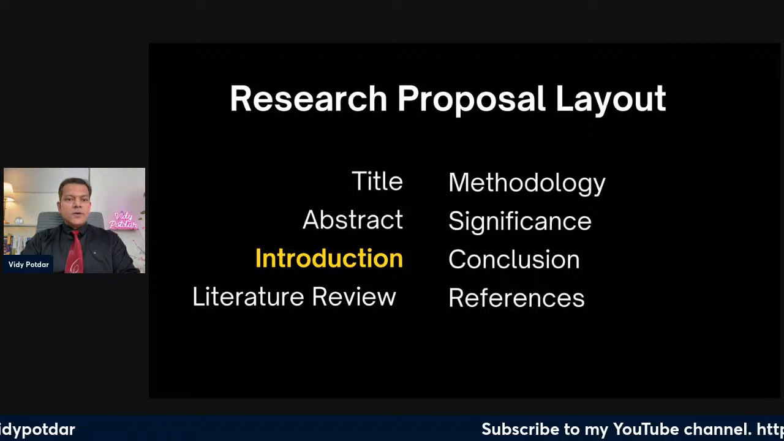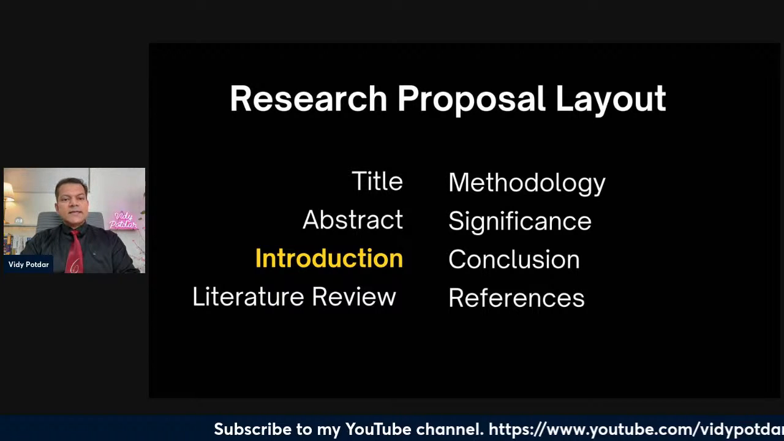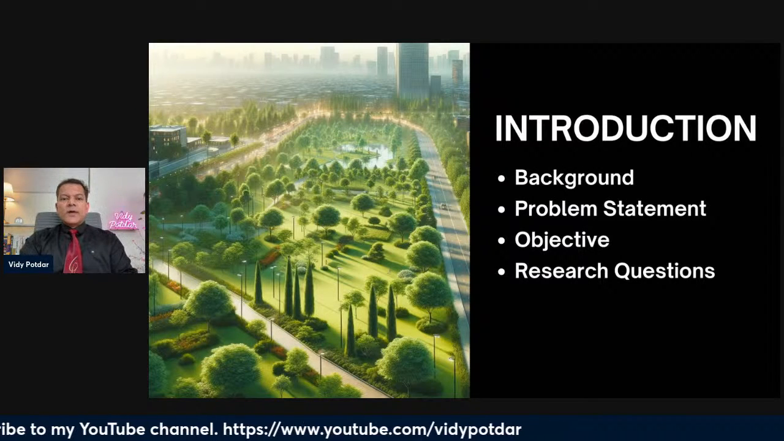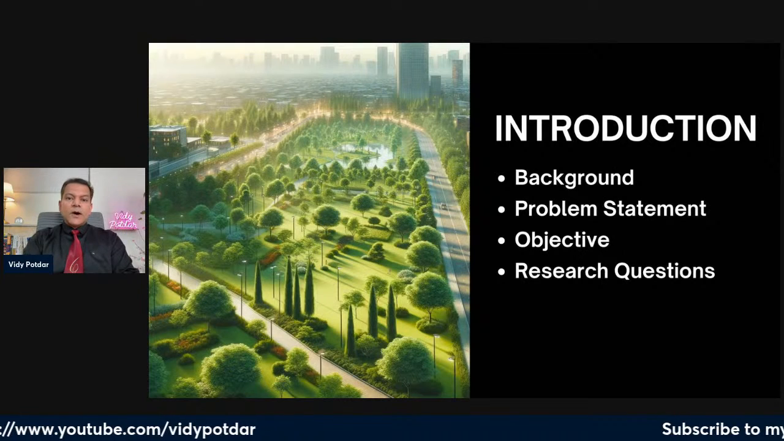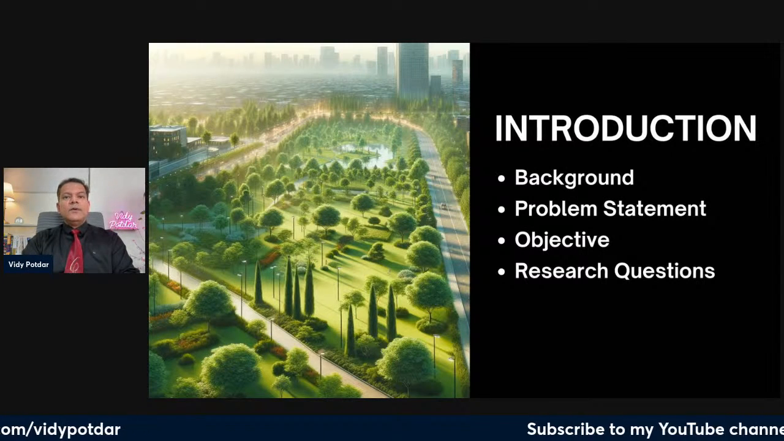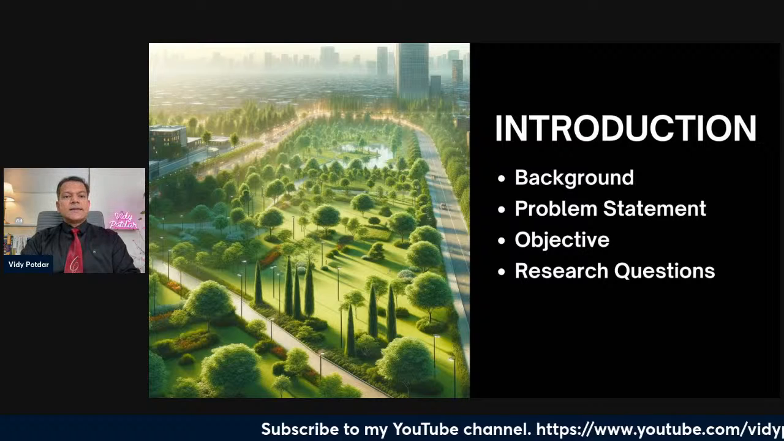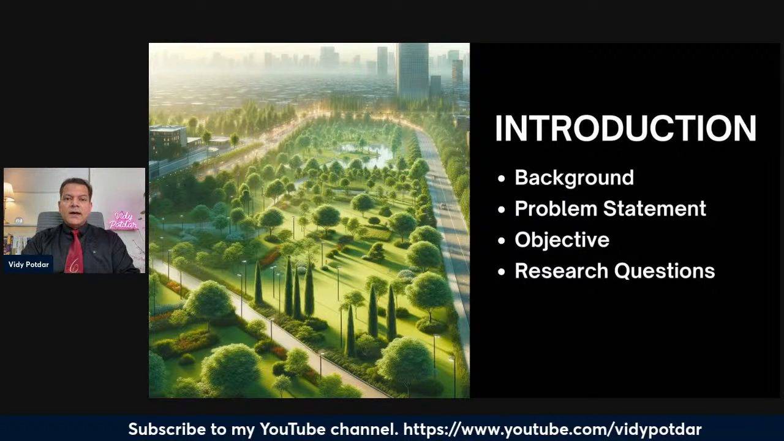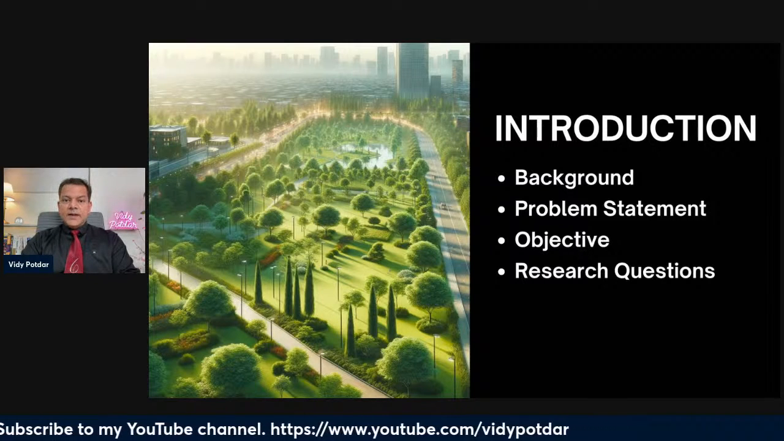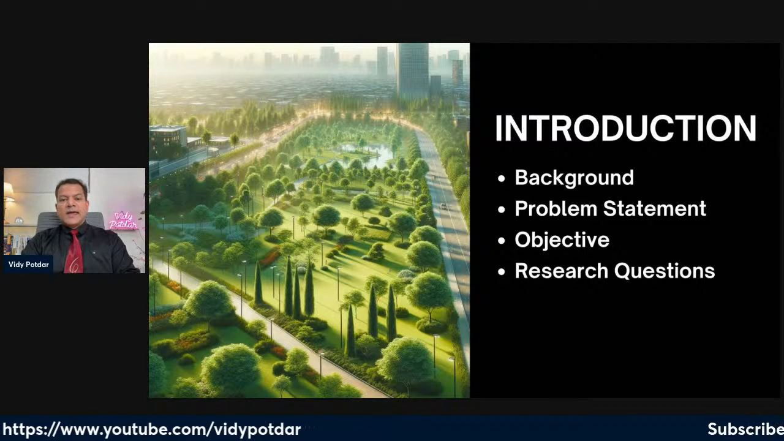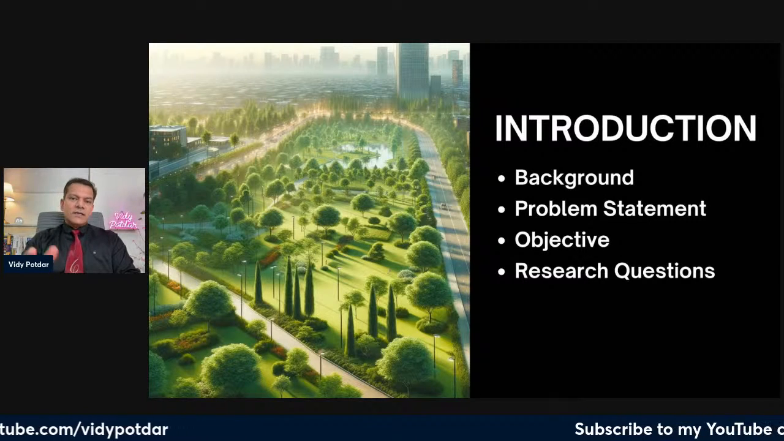All right. Next, look at the next section of the research proposal, and that is the introduction. When you're thinking about the introduction, if you have some pointers of what you can write about, I think it will be very useful. So I've got 4 pointers for you here. You can write something about background, a little bit on the problem statement, then mention the objective, and then the research questions. And the order is this order.